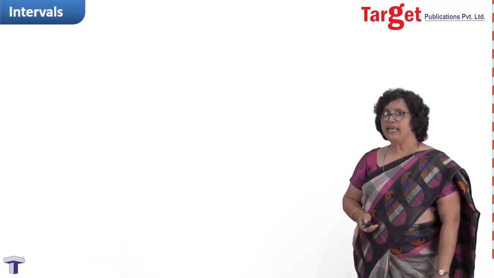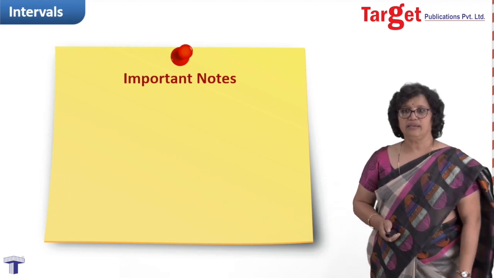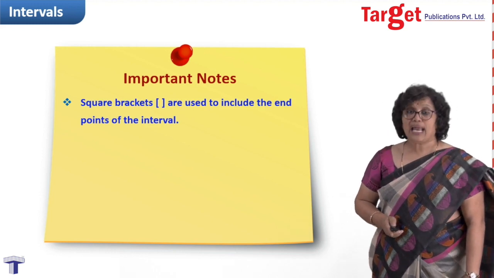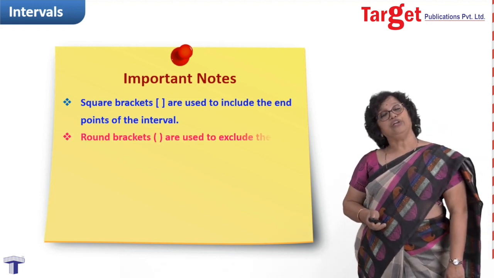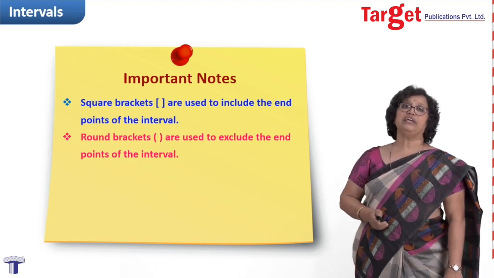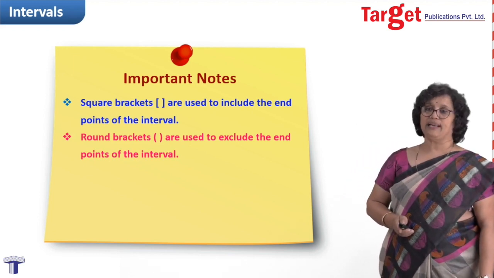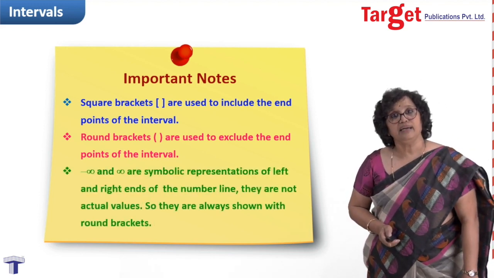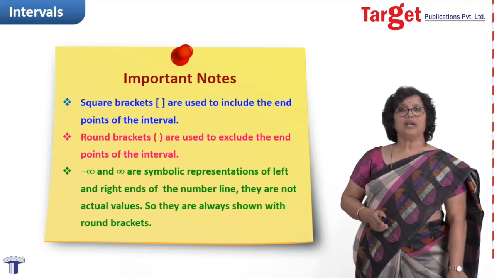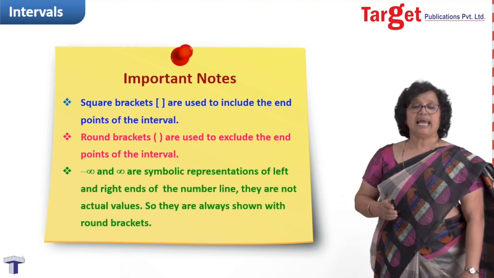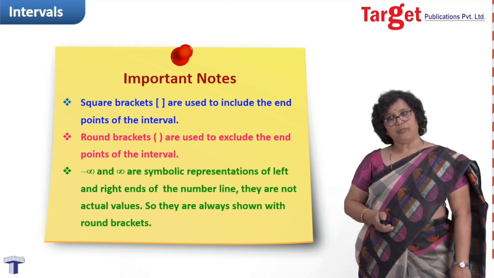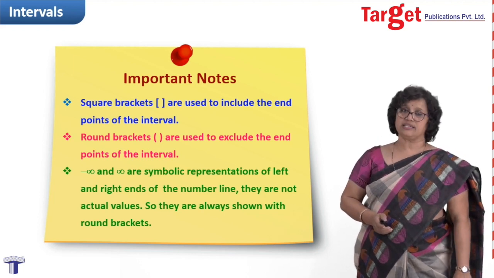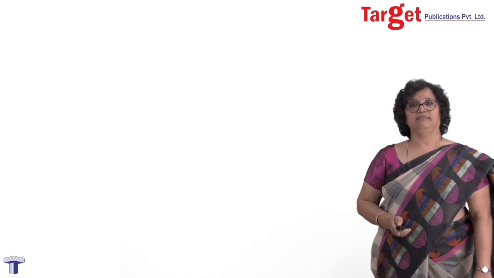Now let us take a quick recap of what we did in the session. We used square brackets for closed interval and we included the endpoints by showing square brackets. We use round brackets for open interval and we do not include the endpoints of that interval, or I can say exclude the endpoints. And minus infinity and infinity are just symbolic representations. They are not any finite numbers and hence they are always shown by round brackets. So these intervals that we learned in this session will be useful in our further sessions. Till then, stay tuned. Thank you.